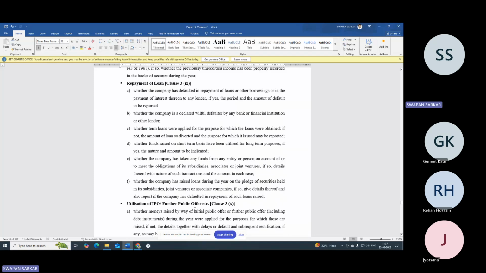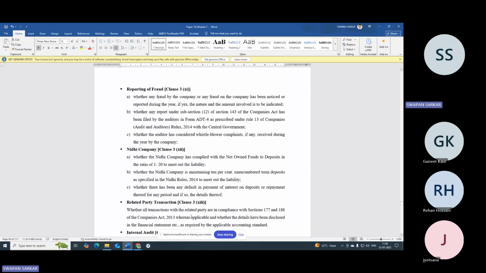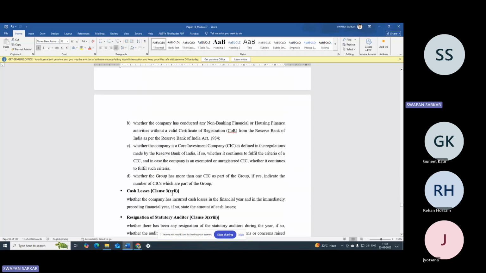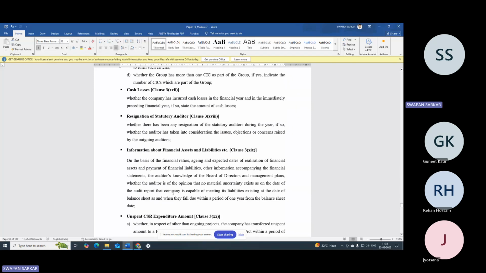Other items are also there on which the syllabus of this particular module requires certain disclosure, certain mention. Due to paucity of time, we are not going into the details. Now, resignation of the statutory auditor. This is also another important point under CARO. Whether there has been any resignation of the statutory auditor during the year, and if so, whether the auditor has taken into consideration the issues, objections, and concerns raised by the outgoing auditors.